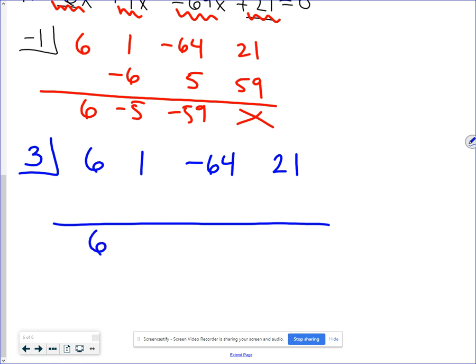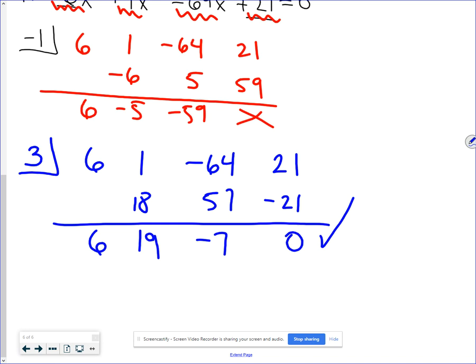So we drop the 6 down. 3 times 6 is 18. 1 plus 18 is 19. 3 times 19, what's that? 19 times 3 is 57. And then we get negative 7. 3 times negative 7 is negative 21. We get a remainder of 0. All right. We found our second root.